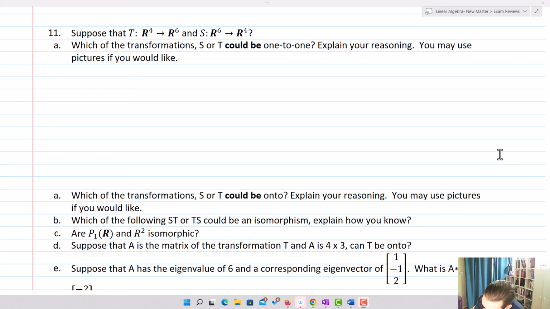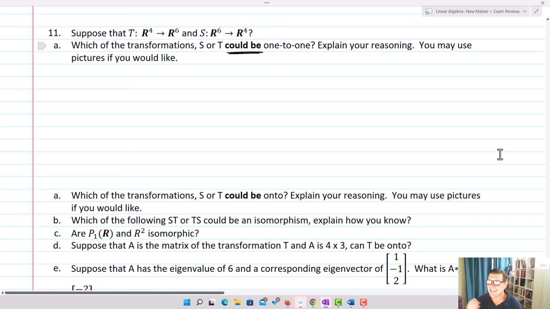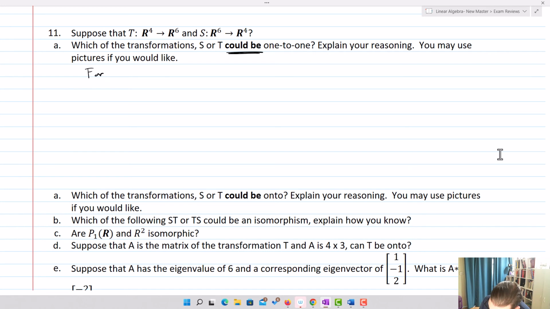By the way, the phrase "could be" means it doesn't necessarily have to be, because this is not true for all transformations, but it is true in terms of the relative sizes of the spaces. So what we know is that for T to be 1-to-1, the dimension of V has to be less than or equal to the dimension of W.